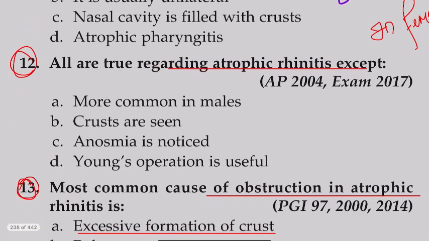All are true regarding atrophic rhinitis except more common in males, no, that's not right. Crusts are seen, yes. Anosmia is noticed, yes. Young's operation is useful, yes, right?